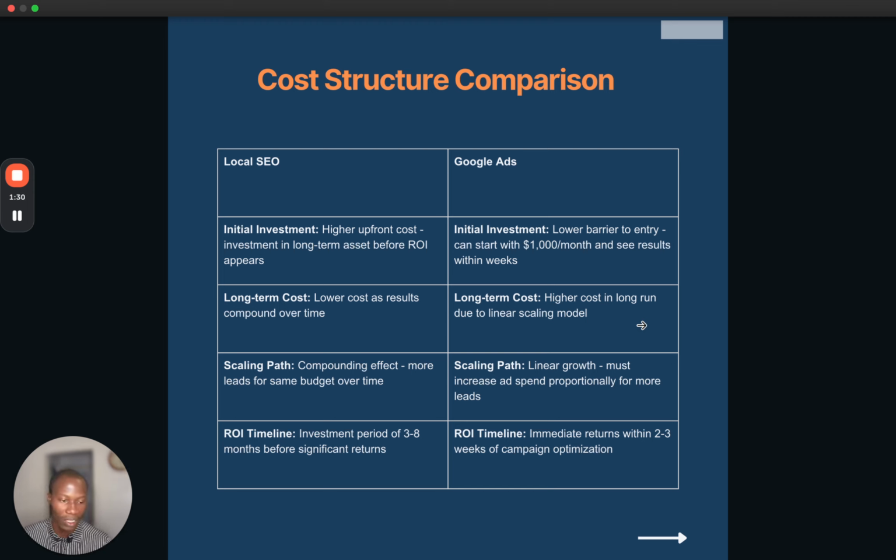Then for Google Ads, there's a lower cost of entry, and you can start with as little as $1,000 per month, and you can start seeing results within weeks, because you're actually paying Google to get you in front of these customers. Then the long-term cost is lower as it results in compound interest over time for local SEO.